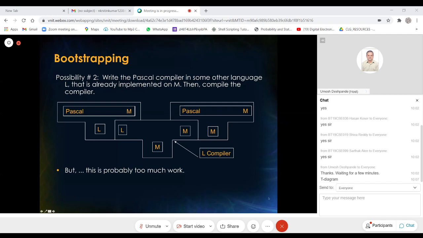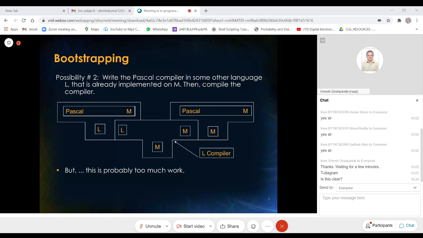So before I proceed, I just want to know, is this clear? Is this idea clear? If there are any questions, please ask now, because we will be building upon this.